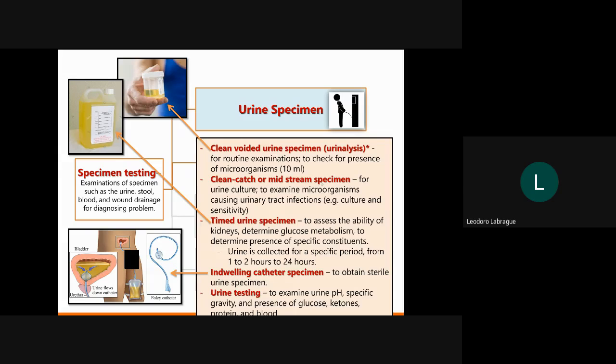Number two, from the word itself, midstream, means when you ask your patient to void, the first few amount of urine that will come from the patient, you're not going to collect. But you're going to collect the urine from the patient at the middle. Why? Because the first few ml, the first few drops of urine from the patients might be contaminated already. It might have some solutes or it might have some contaminants.